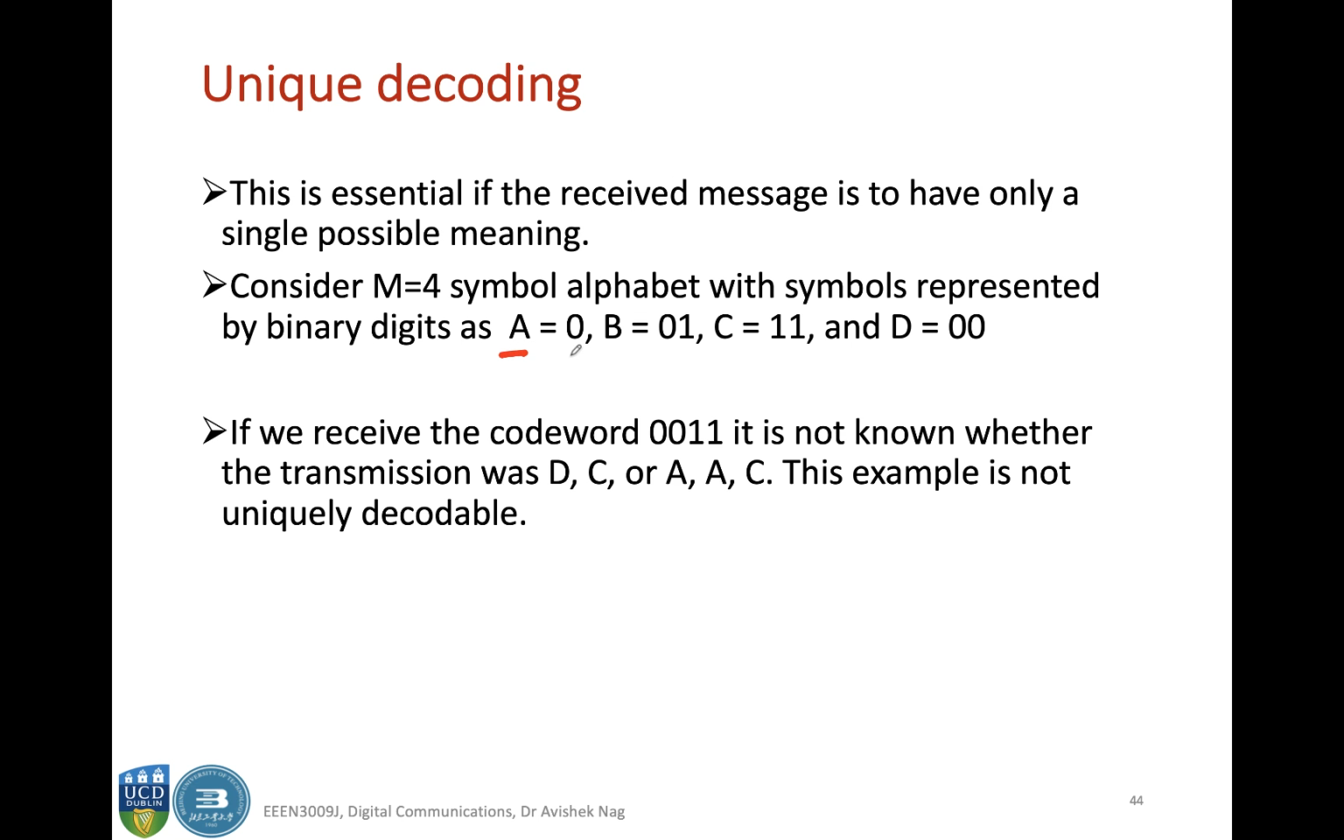Okay, so A is represented by 0, B is represented by 0, 1, C equals 1, 1, and D equals 0, 0. So if we receive the code word 0, 0, 1, 1, it is not known whether the transmission was D, C, or A, C. Okay, so 0, 0, 1, 1 can be D and C, or A, C, because if you receive A, that is 0, another A is 0, and then 1, 1 is C. Okay, so this example is not uniquely decodable.